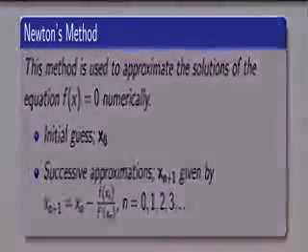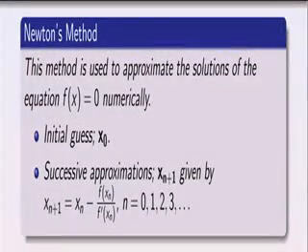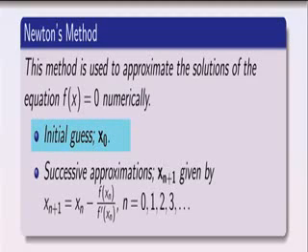This video is talking about Newton's method. This method is used to approximate the solution of the equation f(x) = 0 numerically. Now, how are we going to start with this method? First, we are going to start with an initial guess, x0, which is going to be our approximation for the real zero of your function f(x).